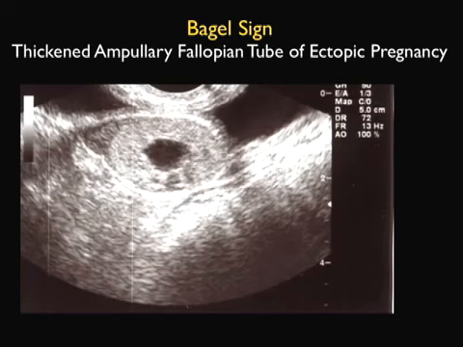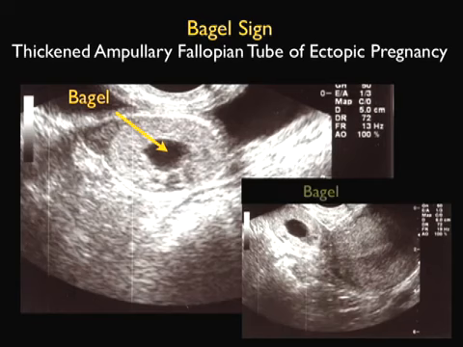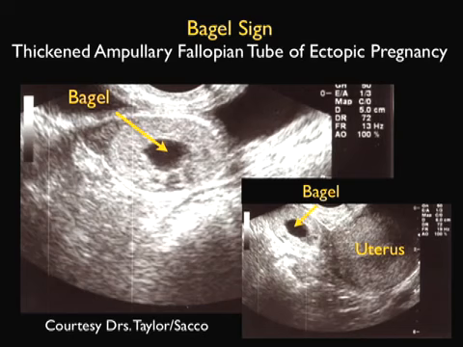Here are two still images showing the bagel sign, which is the thickened fallopian tube of an ectopic pregnancy. Notice with the bagel sign that we have a brighter or hyperechoic circular type appearance, and this results from thickening of the fallopian tube due to growth during the ectopic pregnancy. Towards the right, we see the bagel sign in relation to the uterus, and notice that it's adjacent but outside the uterus. So this is a classic finding with a fallopian tube ectopic pregnancy and can be looked for if no intrauterine pregnancy is seen on bedside ultrasound. These nice images were submitted by Dr. Taylor and Dr. Sacco.